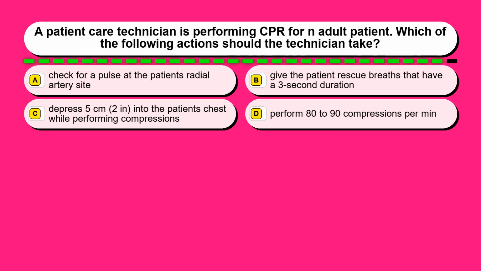Question 30. A patient care technician is performing CPR for an adult patient. Which of the following actions should the technician take? Option A, check for a pulse at the patient's radial artery site. Option B, give the patient rescue breaths that have a 3-second duration. Option C, depress 5 cm, 2 in, into the patient's chest while performing compressions. Option D, perform 80 to 90 compressions per min.